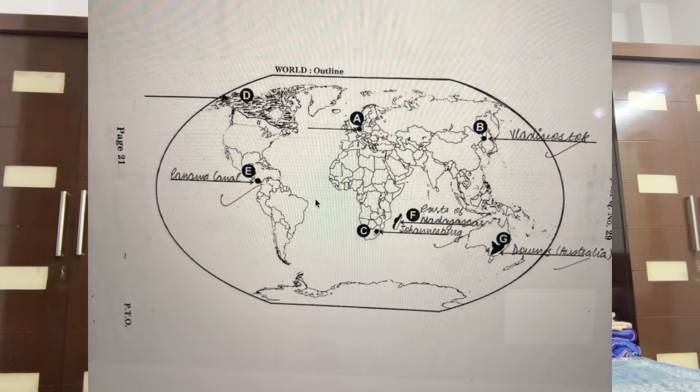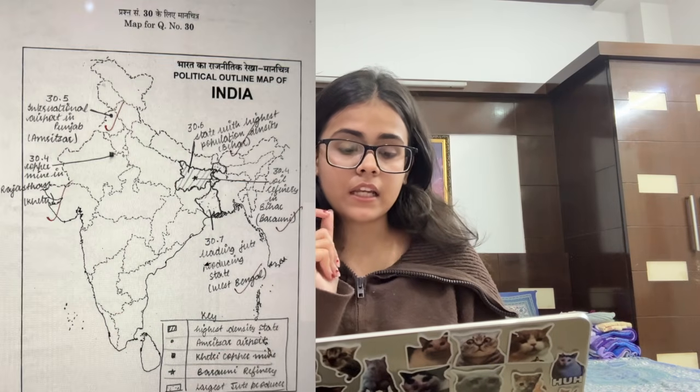In a map, locations are already marked, you just have to write, so I don't think that is something I have to explain. But in the India map, in which you have to mark the things, you also have to make a legend in which you write all the patterns that you have made. For example, you are marking the state with the highest population density, that is Bihar, and then the state with the lowest population density, that is Arunachal, with 17 people per square kilometer. So you will make different patterns for that.